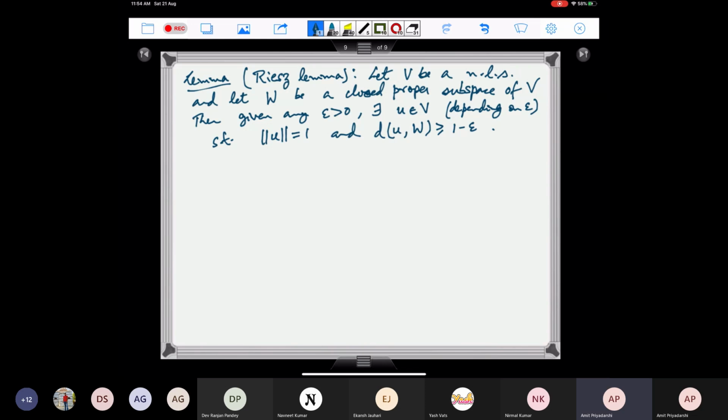So, what is the distance from a vector to a subset? That is just the infimum. I'll write the distance between u and W. This is the infimum of norm u minus w for w belonging to W. So the distance of a point from a subset in a metric space is defined as the infimum of the distance of u to any point in that subset. So this is what we have.